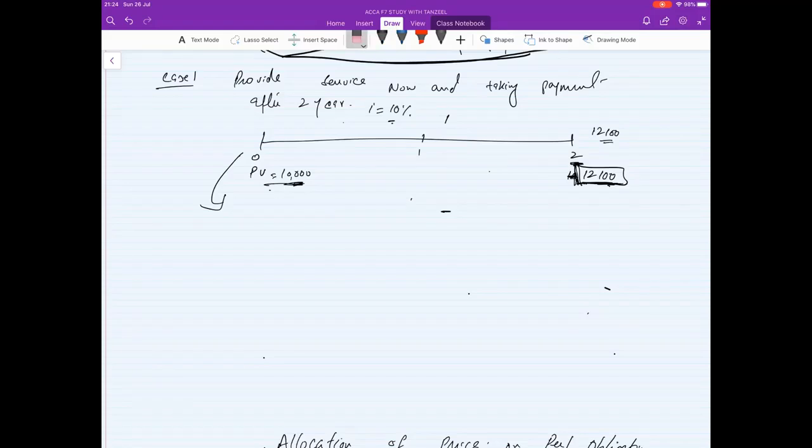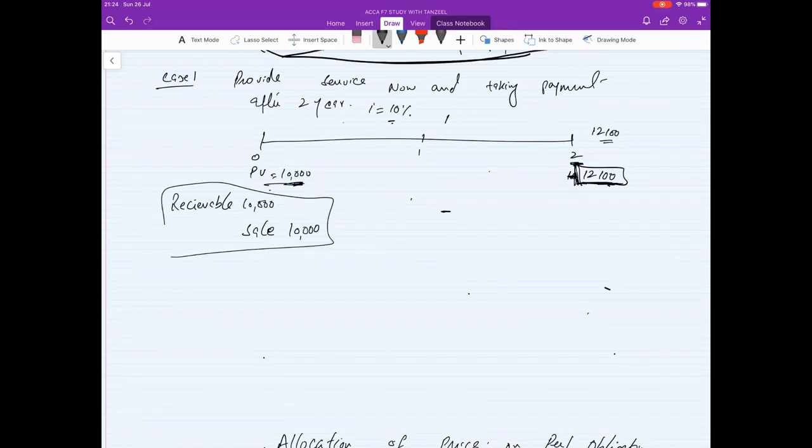On year 0, I will have an entry like this. It means it's a receivable for me. I know that after 2 years I will have to receive this. So receivable debit 10,000, and credit is sales. That is a credit sale. I will consider this as a credit sale.